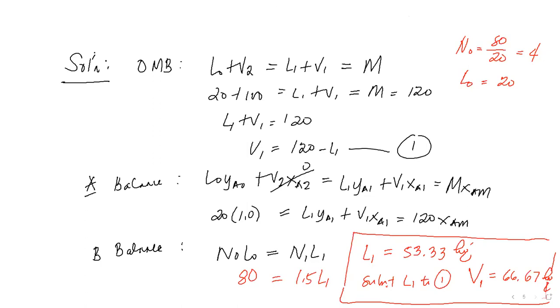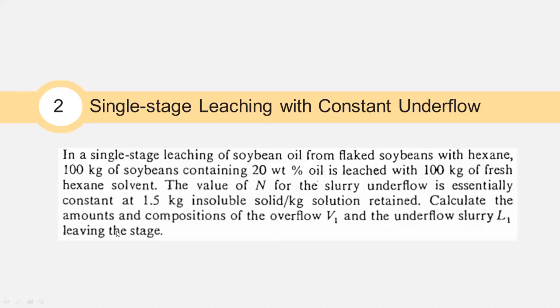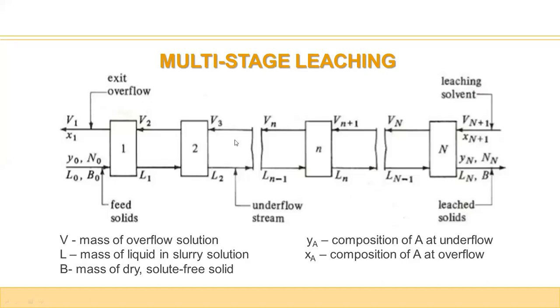Okay, so we'll go back. So this is the problem that we have. This is the second problem that we have. And this is multi-stage leaching. Most of the time, this is in the case of a series of thickeners, one situated adjacent, or they are actually adjacent to one another.